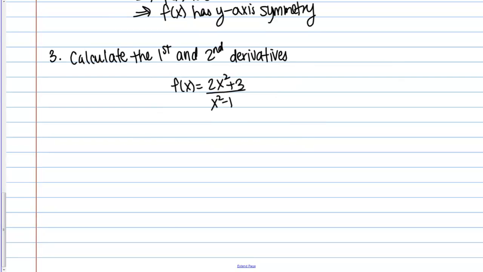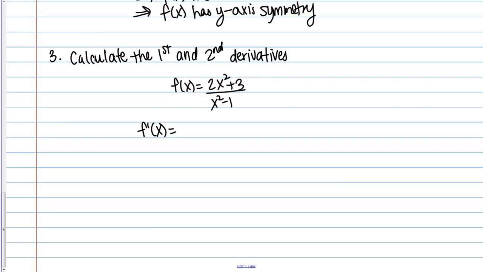All right, moving on to step 3. Step 3 is to calculate the first and second derivatives. And we want to calculate these derivatives because we're going to use them in the subsequent steps to find increasing, decreasing, concavity, extrema, and inflection points. All right, so here's our function. And in this case, to take the derivative, we're going to have to use the quotient rule, right? Because this is a rational function. So let's just go ahead and get started on that.